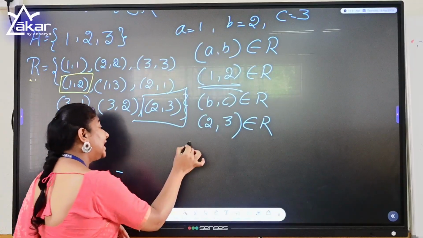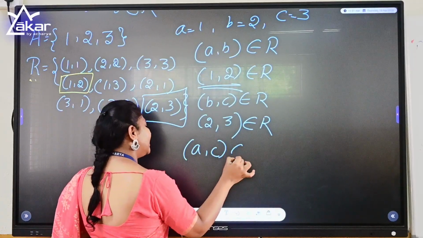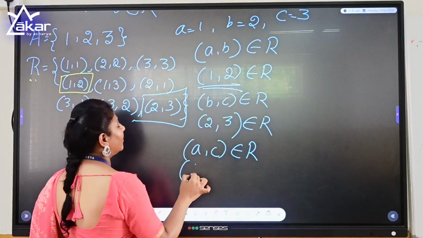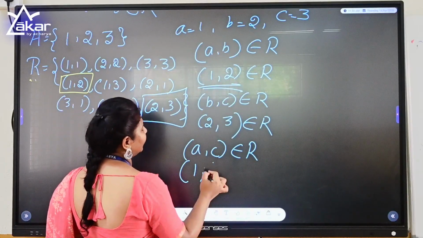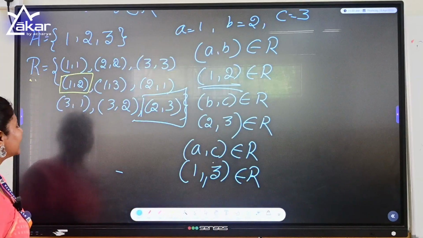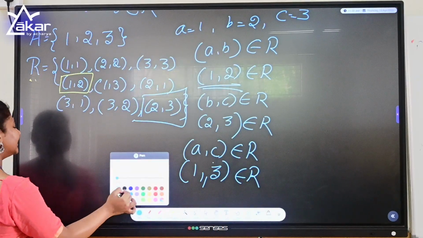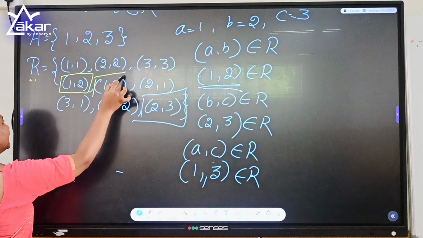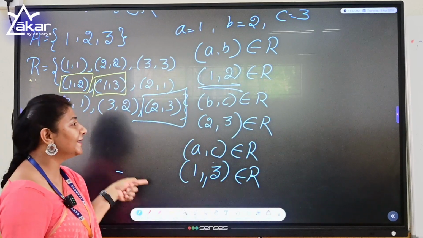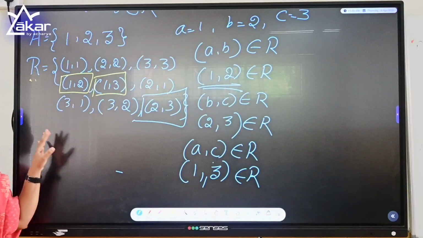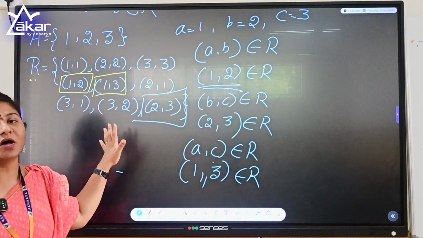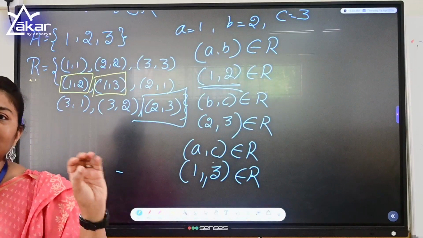Next, in the same way, A comma C, which belongs to R, check it out. What is the value of A here? 1. And what is the value of C here? 3. Is there any presence of 1 comma 3? Obviously it is present, that is 1 comma 3. Hence we can say all the conditions are satisfied for transitive, hence it is a transitive relation. So this completes your whole relation kinds and types.